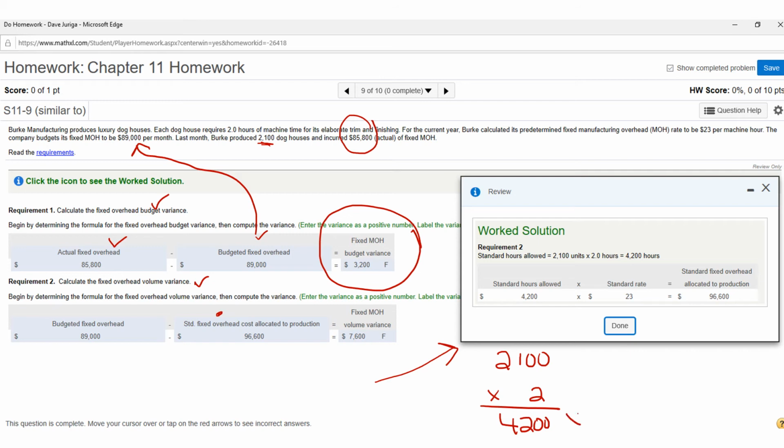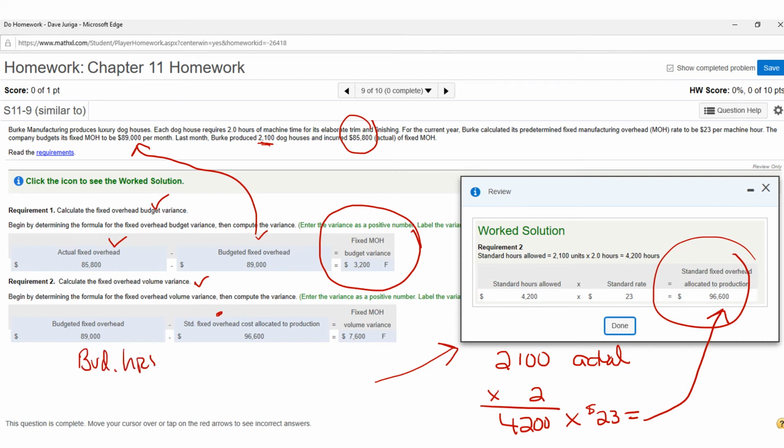You then multiply that by the standard rate of $23 per machine hour. That's where they get this 96.6. That's how they do this allocation. This simple allocation is based on actual production. They gave you that, it's an actual number. You got 96.6 as your total. You compare that to the budgeted fixed. Now remember, your budgeted fixed is going to be based on budgeted hours, not actual.